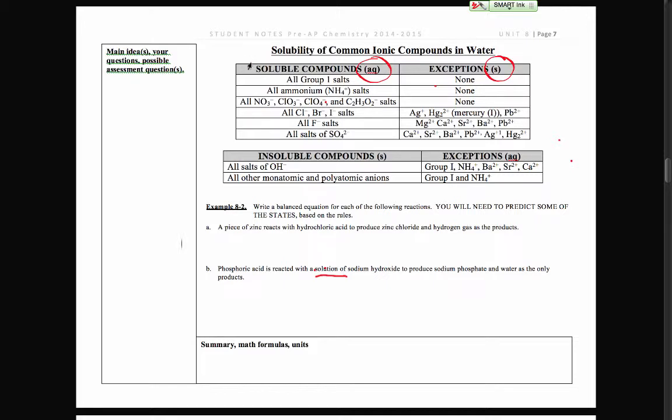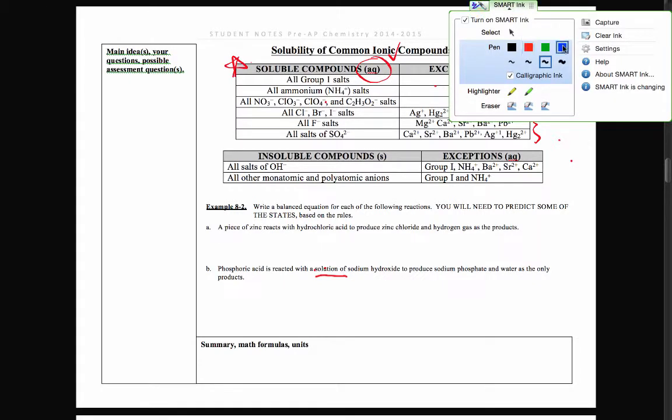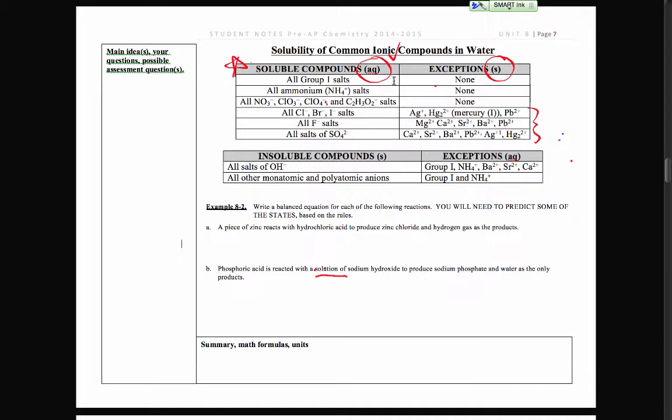We've divided them into two broad categories: groups that are soluble, in other words they'd have an aq, but which have some exceptions. An exception to soluble is insoluble, so our exceptions would be solid. If you memorize just a couple of easy ones, you don't even have to look at the table. Some of the most basic ones are group 1. All group 1 salts are soluble, and there are no exceptions. There's not a single anion that can make it insoluble.